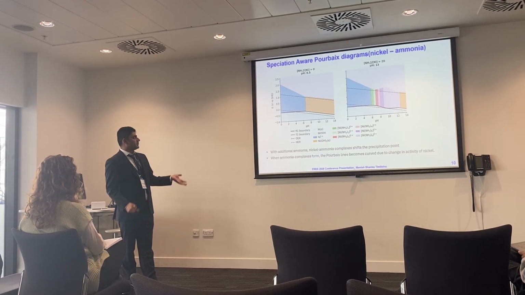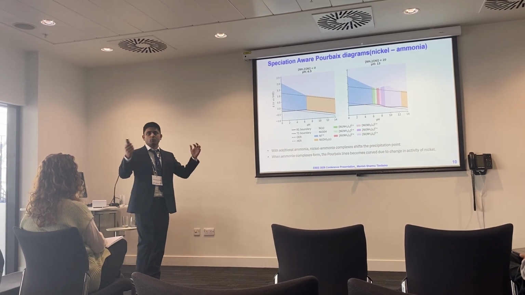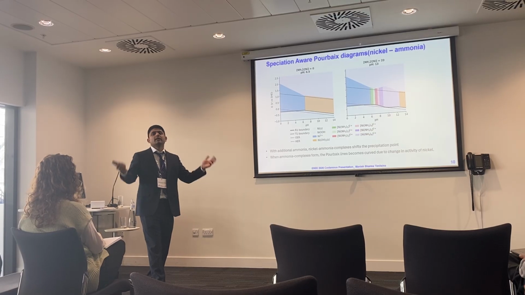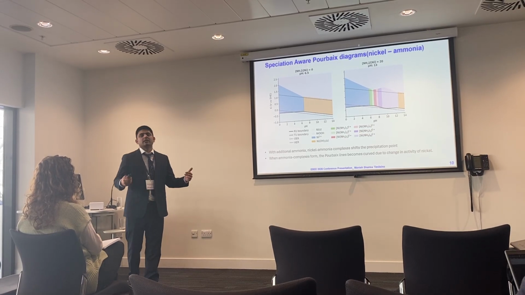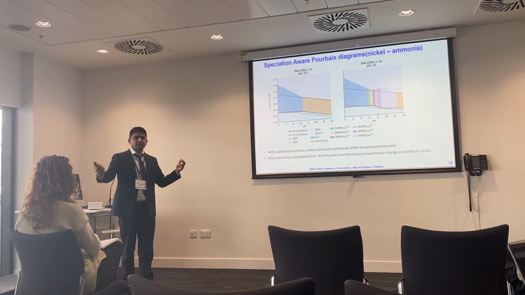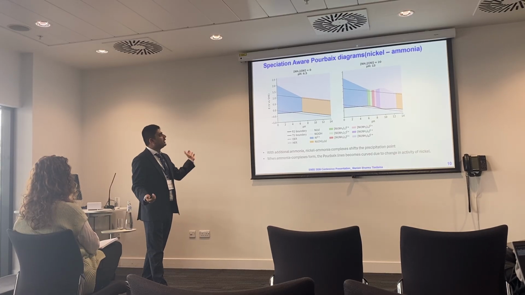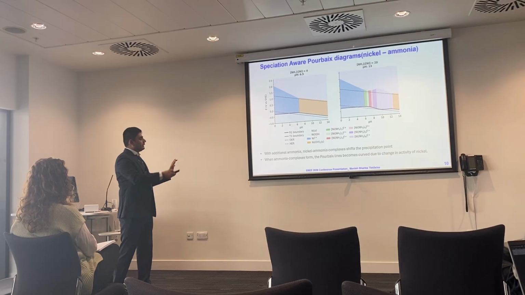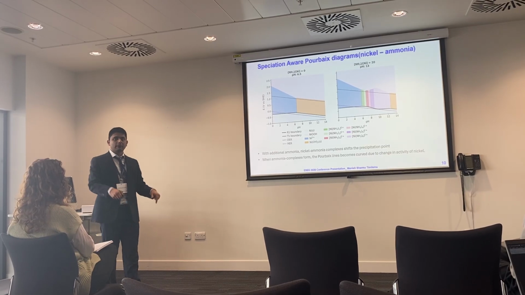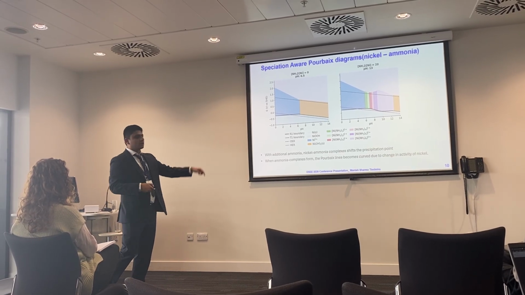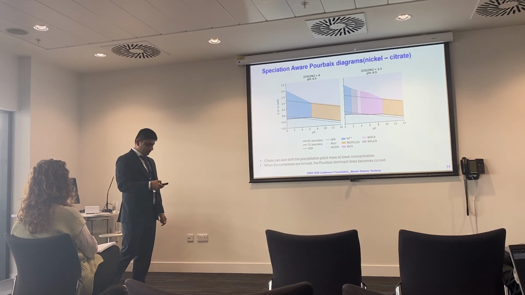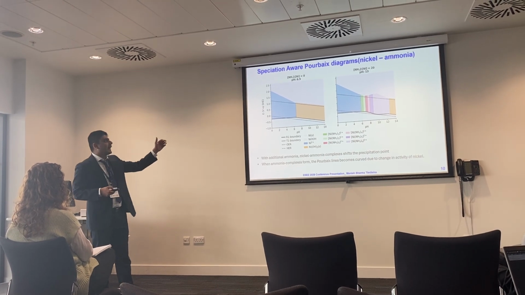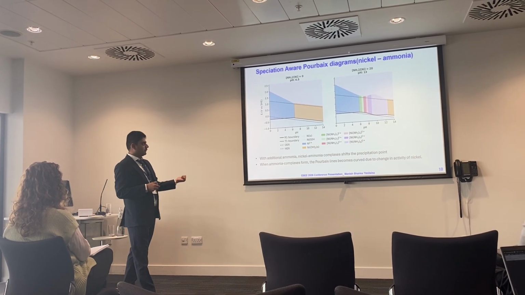So these are the speciation-aware Pourbaix diagrams. That is, we solve the speciation first and then draw the Pourbaix diagram. Depending on how much ammonia you have, the Pourbaix diagrams could look different, and the window could be shifted to the right. Also, as the activity changes when we have complexation, you can see that there are curved lines on the Pourbaix diagrams, as you can see on the screen.